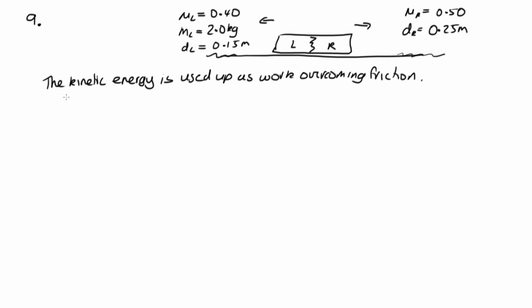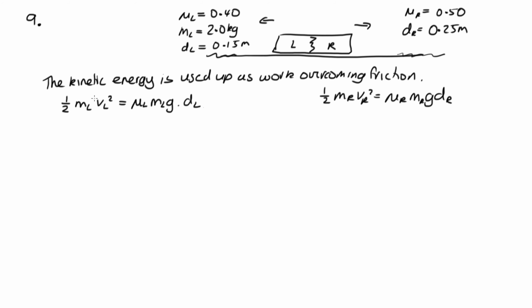So let's write that down as an equation. For the left half, we've got a half ml VL squared is equal to, so that's the kinetic energy, and now we've got the work overcoming friction. So that's equal to the force times the distance. So the force in this case is the frictional force, so that's given by mu L times the normal force, which is mlg, and then times the distance dl. And we've got the same thing for the right hand side. A half mr VR squared is equal to mu r mrg times dr.